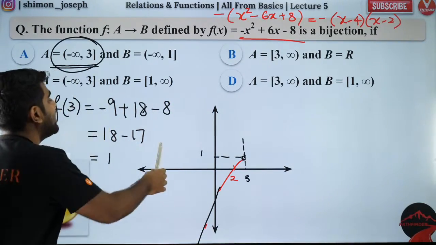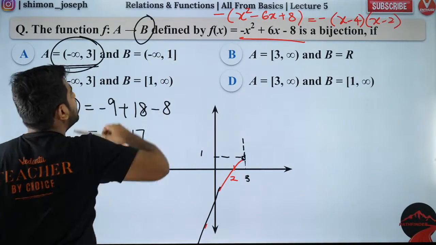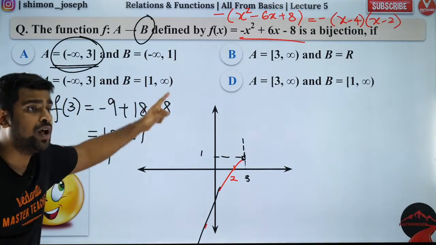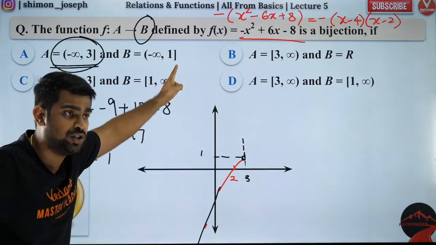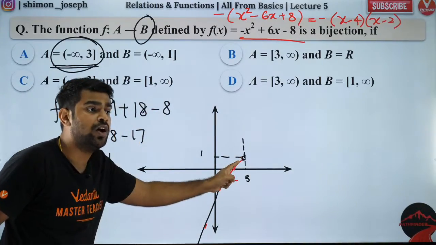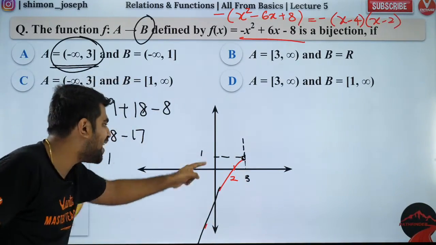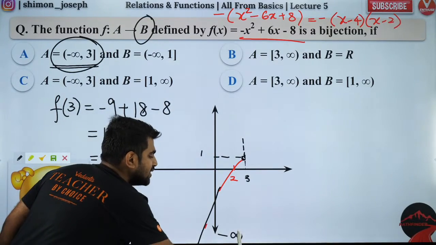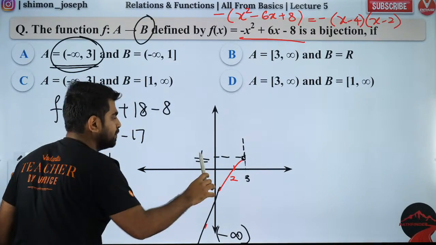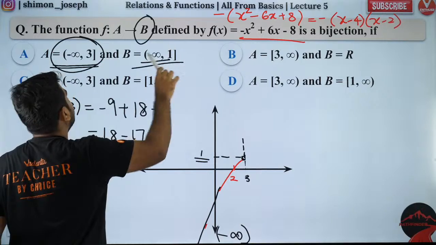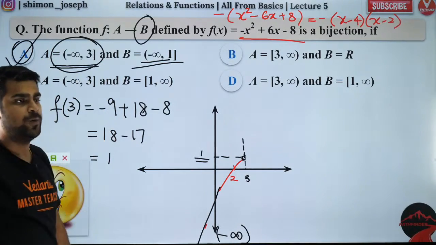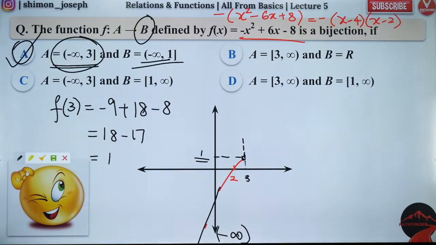Now, I need to make it onto also. Only then it is a bijection. Onto means what? My codomain should be equal to range. So what is the range of this function? Range is nothing but the set of y values taken. What are the y values taken? Y values are from minus infinity all the way up to 1. So that is my answer. Done. Over.